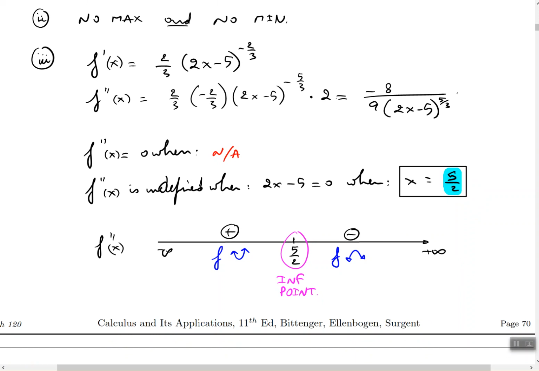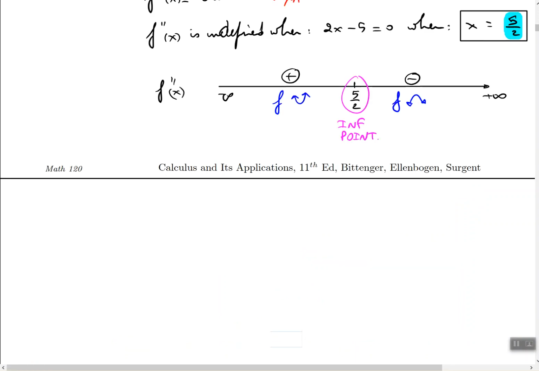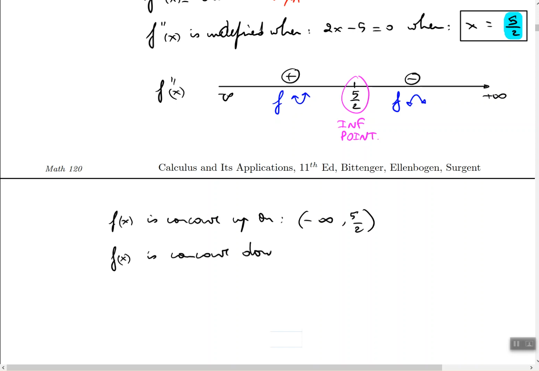All right, so let's take all this information and write it down so that we can have it on the record. Okay, so the f of x is concave up on the interval from negative infinity to 5/2, and it's concave down on the interval from 5/2 to infinity. Perfect. And that's the end of this part.